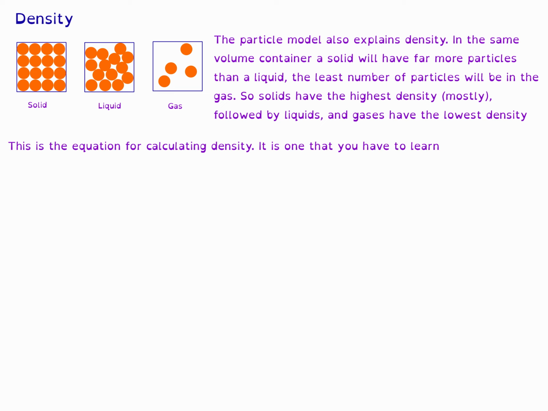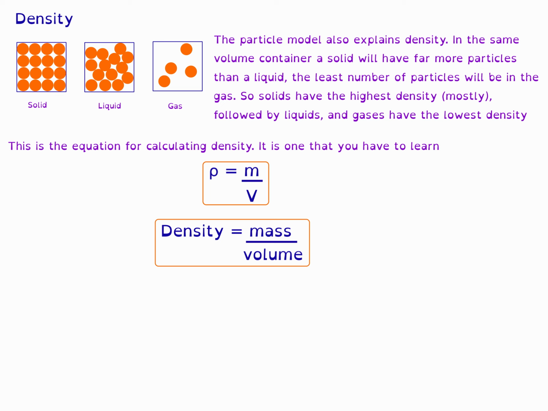This is the equation for calculating density, and it is one that you have to learn. Density equals the mass divided by the volume. The units for mass are in kilograms, volume is in meters cubed, and density is kilograms per meter cubed. It's worth learning those units, particularly the ones for density, because they often come up as a bonus point in exams. For density questions, you might have to do some converting units.